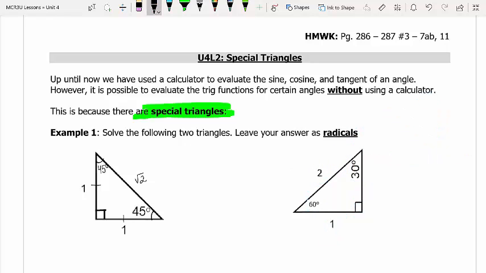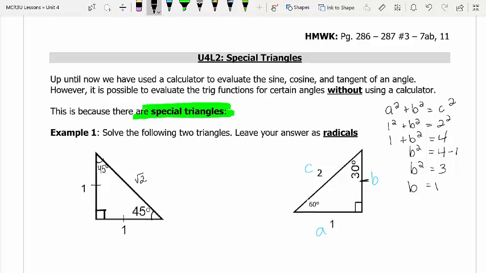So now that you know where all these values came from, there's still one that we need to figure out. And that's this one right here. What's the side length there? So again, we're going to use Pythagorean theorem. Okay, so the side length b is root 3. So there's your second special triangle. These two triangles, once again, are so important, and it's important that you are able to memorize these two triangles. It shouldn't be too hard if you understand where these triangles came from.